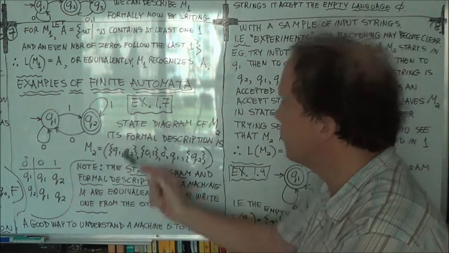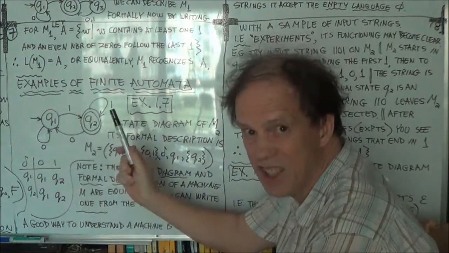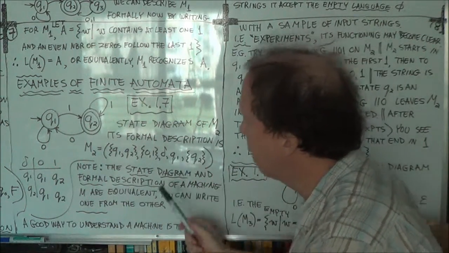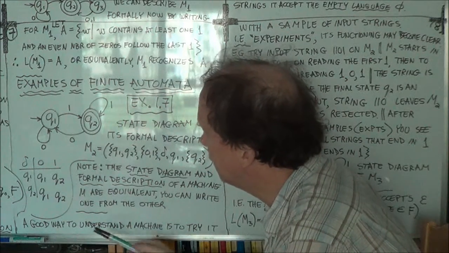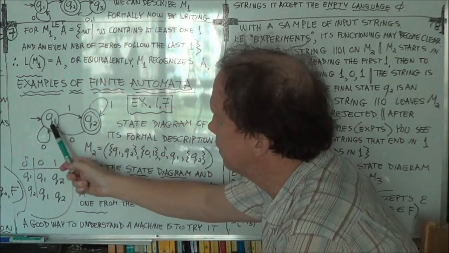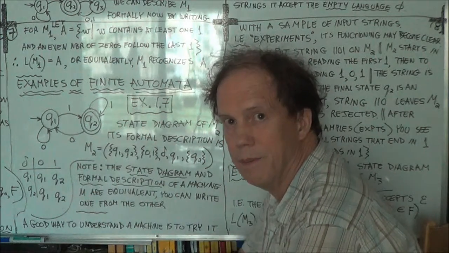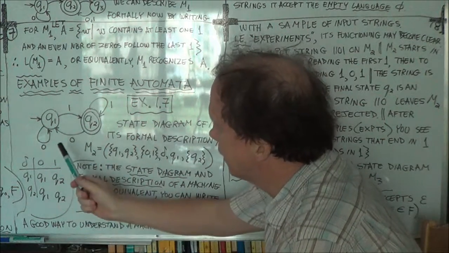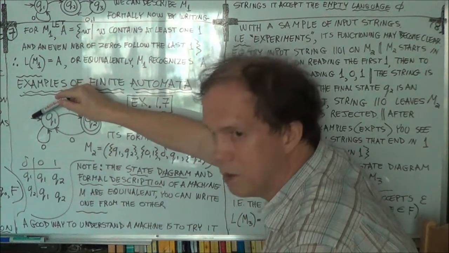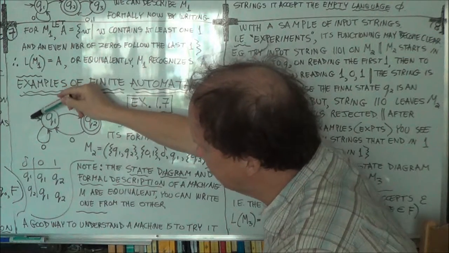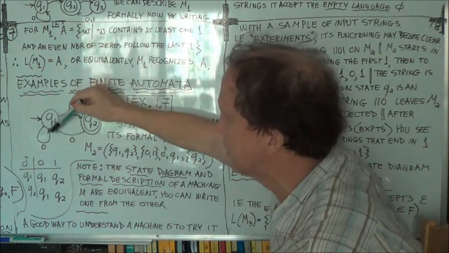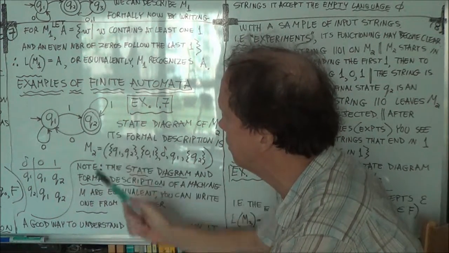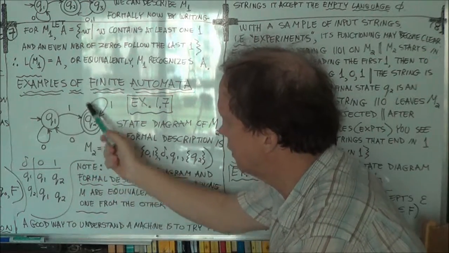Here's a state transition diagram for a machine M2. That's our next one. Now, it's a bit simpler. We only have 2 states now, not 3. Before we had 3, now we've only got 2. And the start state, obviously, here's your disconnected arrow pointing at the start state, so we know the start state is Q1. We have one accept state, that's Q2. And we have all these transitions.